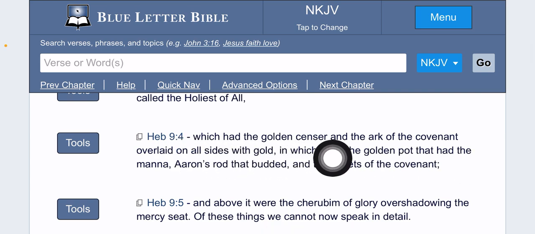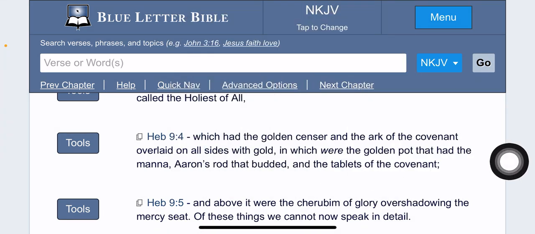"which had the golden censer and the ark of the covenant overlaid on all sides with gold, in which were the golden pot that had the manna, Aaron's rod that budded, and the tablets of the covenant." That's what the Ark of the Covenant contained: the tablets of the covenant and the rod that budded, Aaron's rod that budded. So this represents Yahawashi, the way, the truth, and the life.